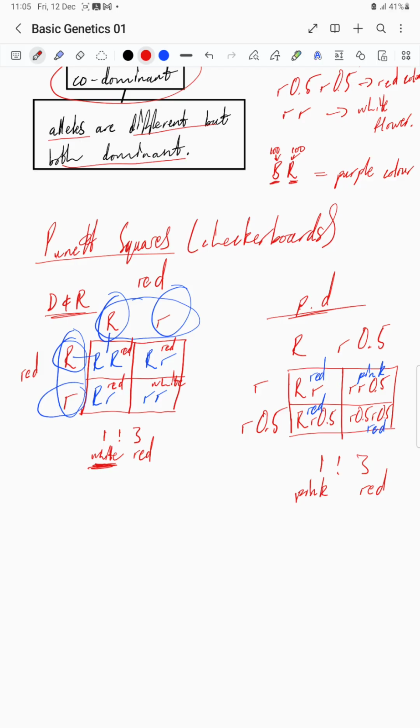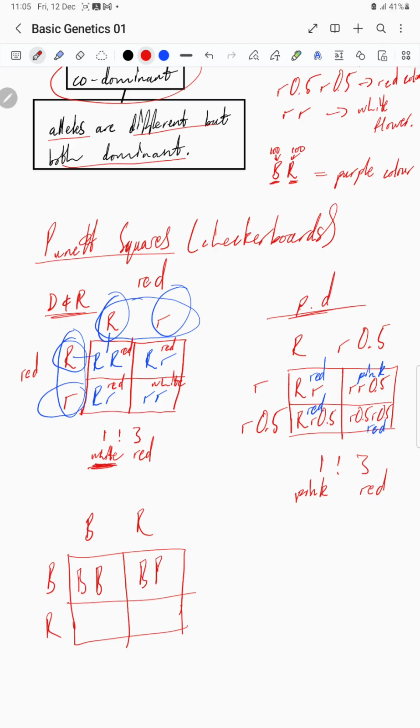So going on further to codominance, let's say we have the blue allele and we have a red allele, a blue allele and a red allele. So this is a cross of two purple flowers. So here we have BB, BR, BR and RR. So we see that we have a blue flower here. Here we have a purple flower. Here we have a purple flower. Here we have a red flower.